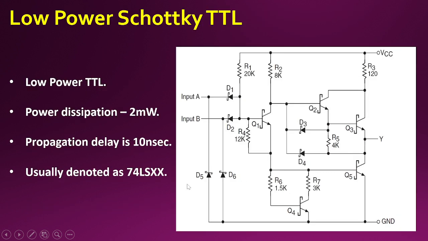Now let us have a look at the winner. The low power Schottky was actually the winner, where the merits of Schottky TTL and the merits of low power TTL were combined together, and it gave a system which used only 2 milliwatts with a propagation delay of around 10 nanoseconds, and usually it was denoted as 74LS.